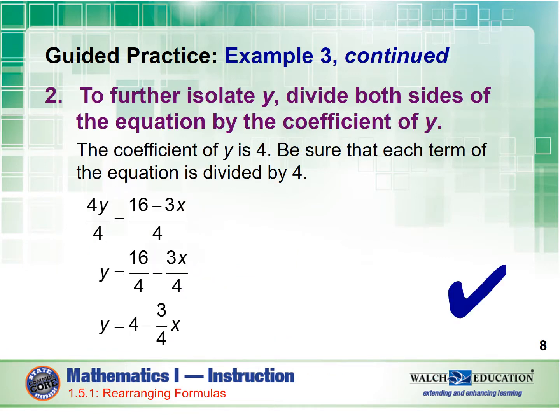So now we need to further isolate y by dividing both sides of the equation by the coefficient. So we got to divide 4y by 4 to cancel out 4.